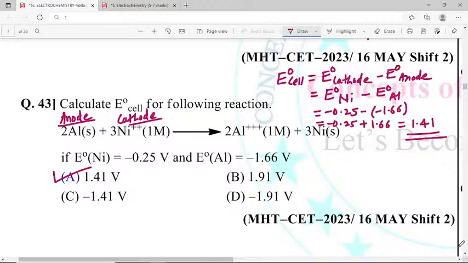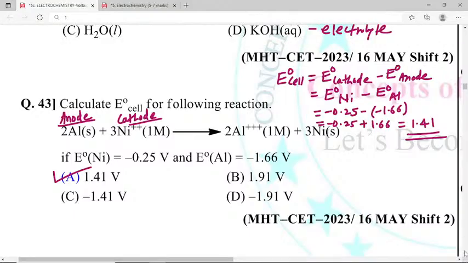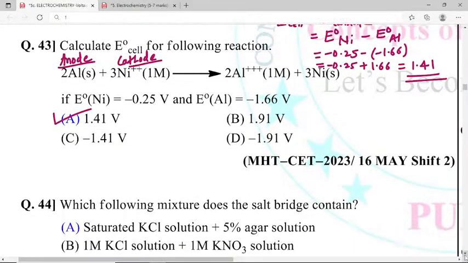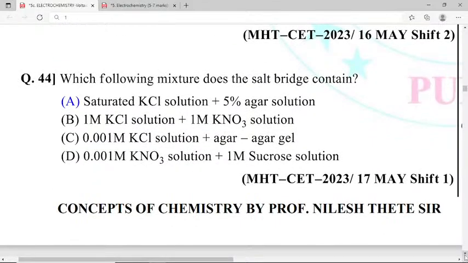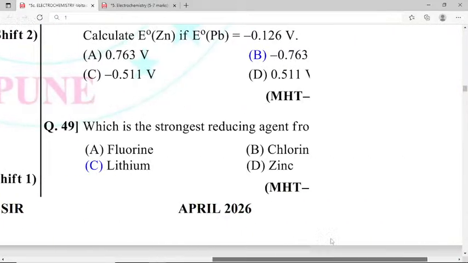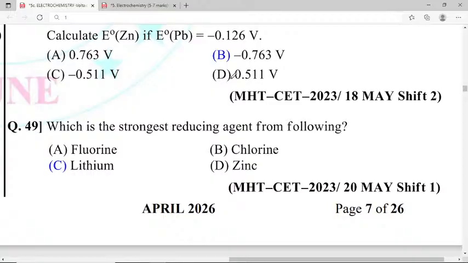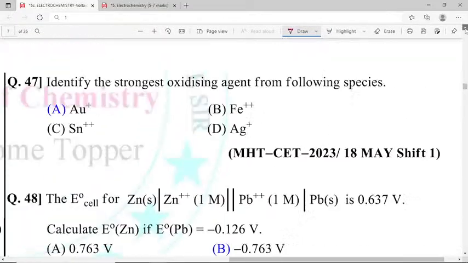Are you getting question number 43? So many times the same question is repeated. Which of the following mixtures does the salt bridge contain? What does a salt bridge contain? Saturated solution of KCl and 5% agar solution. Straightforward question, definition based. This is the definition of the salt bridge: agar solution 5%.